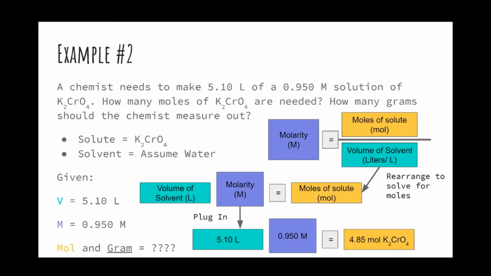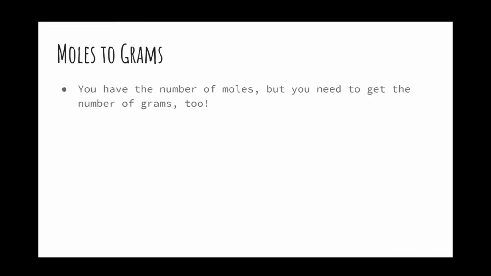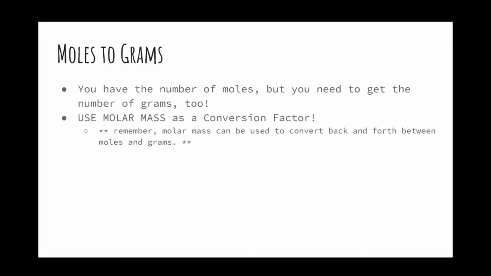Now that solves the first part, but the second part has to do with grams. So let's go ahead and see how we can solve for grams using this new information. So you have the number of moles, but you also need to get the number of grams too. We need to go back and remember that we can use molar mass as a conversion factor. Molar mass is a very, very helpful conversion factor, and it allows us to convert back and forth between moles and grams.